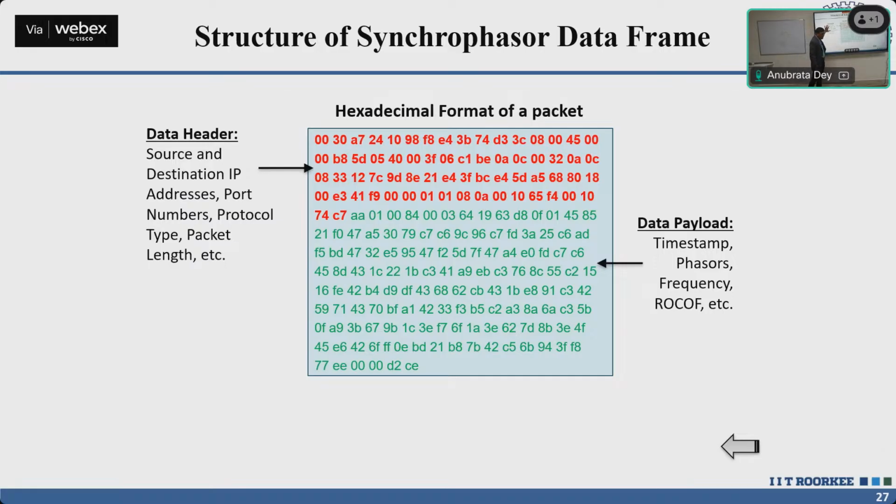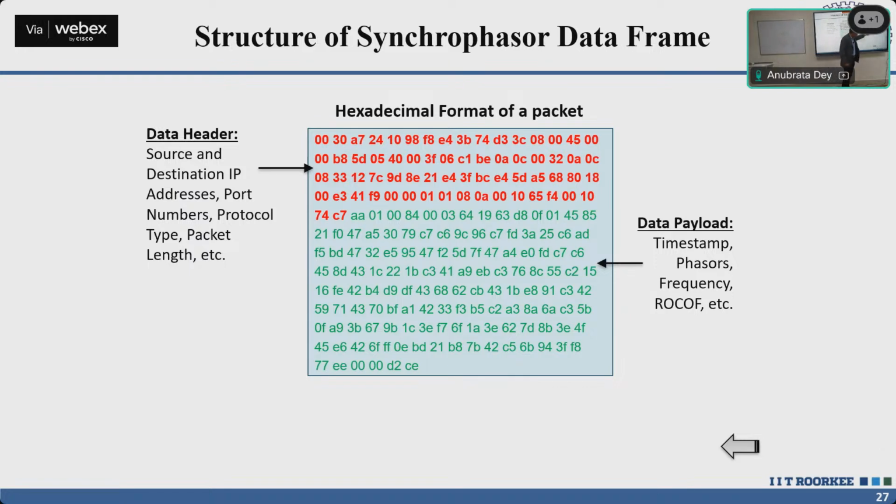So these are the data header which shows source and destination IP address, port number, protocol type, packet length, etc., which are there in the file structure of PMU. You remember, right? The SYNC, then you have the IP address, IP port, and all those things, fraction of second, second of century, all those things before the data starts. So this green color, that is your actual data, right?